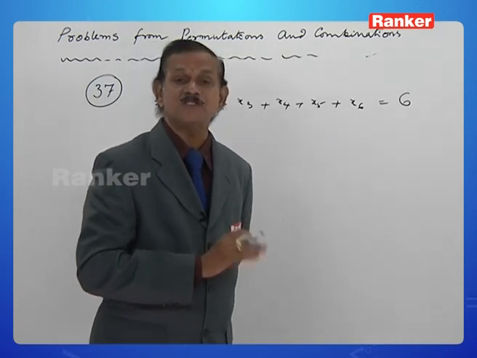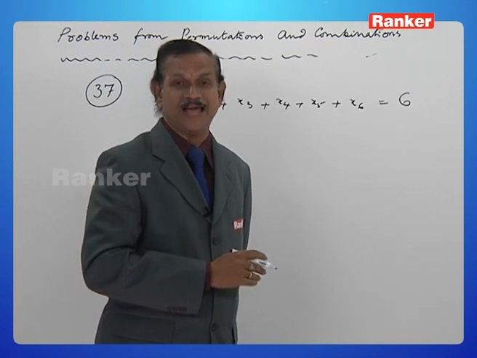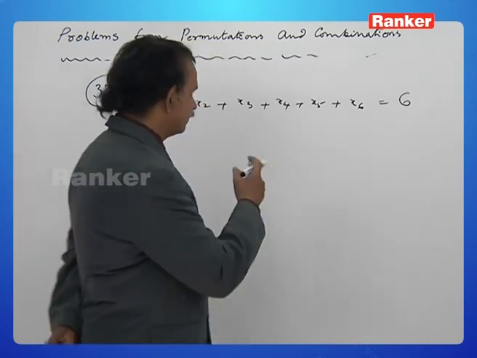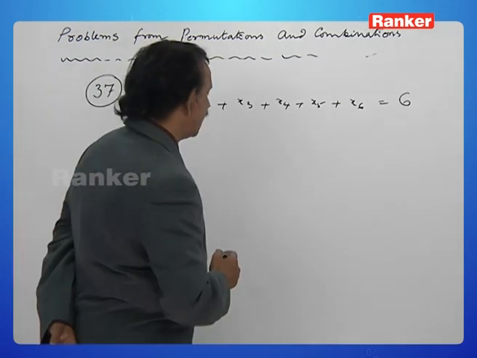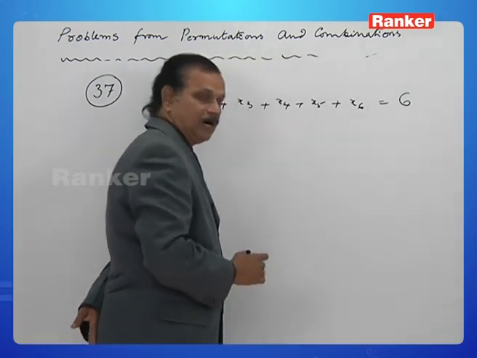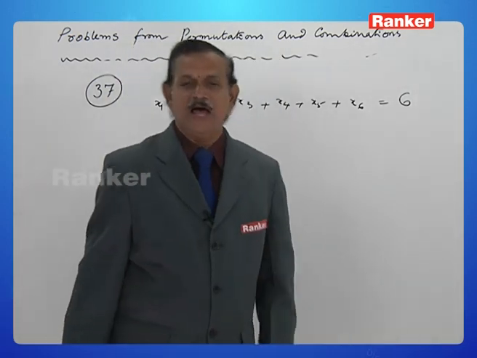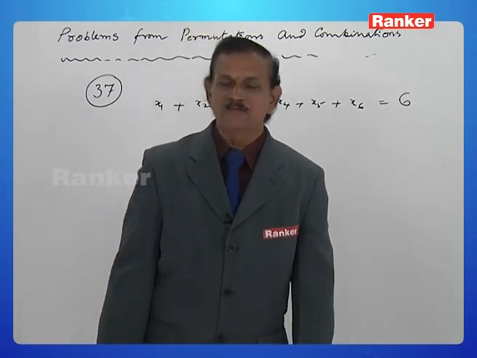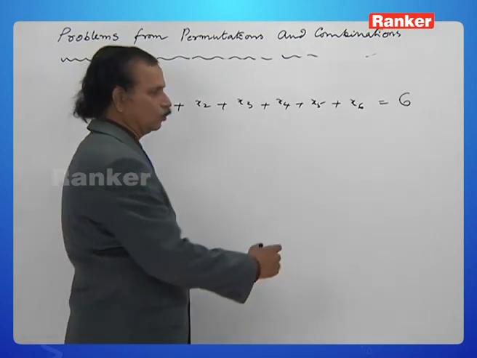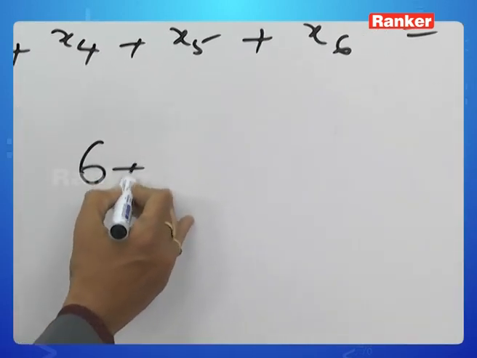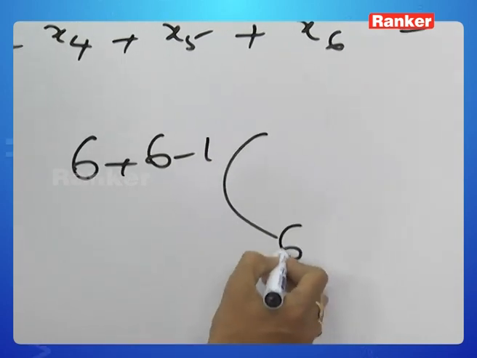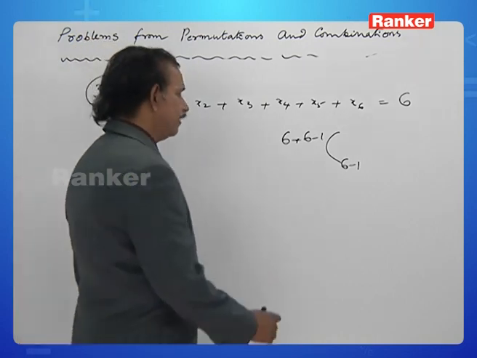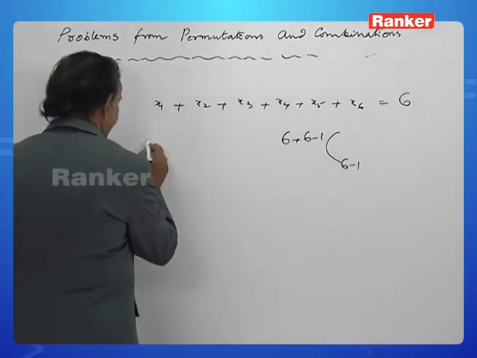Positive integral solutions or non-negative integral solutions, we should have non-negative integral solutions of this equation, and that can be estimated by a famous formula: n plus r minus 1 c r minus 1. What is that? 6 plus 6 minus 1 c 6 minus 1. See, 6 minus 1.